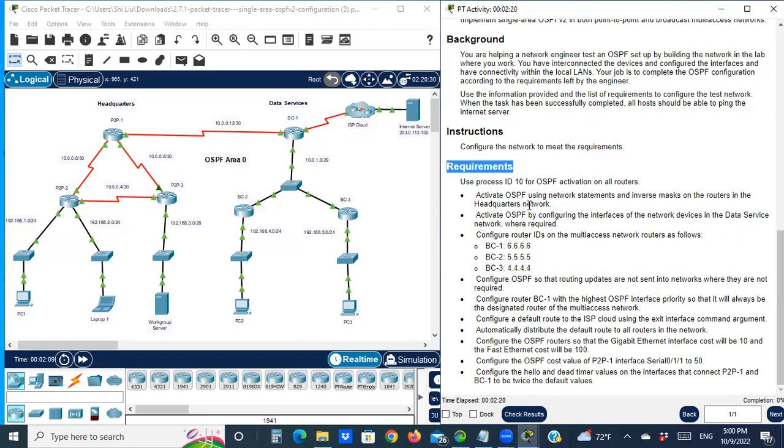First, activate OSPF using network statements and inverse masks on the routers in the headquarters network. Here's the headquarters network. Second, activate OSPF by configuring the interfaces of the network devices in the data service network where required. Here's the data service network. Let's do the first. Start from P2P1.